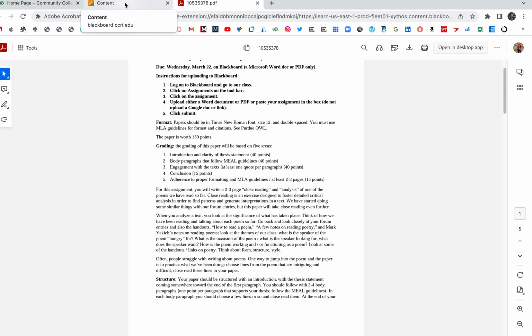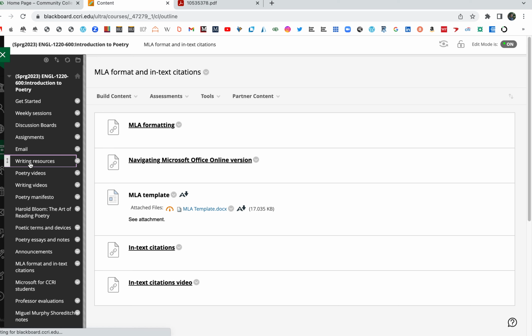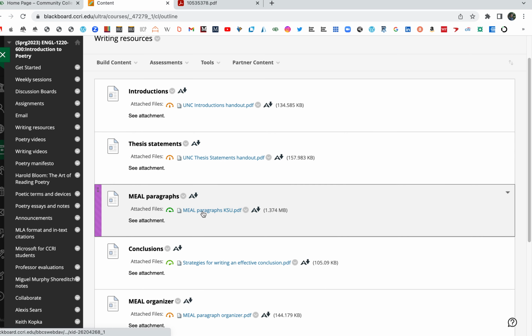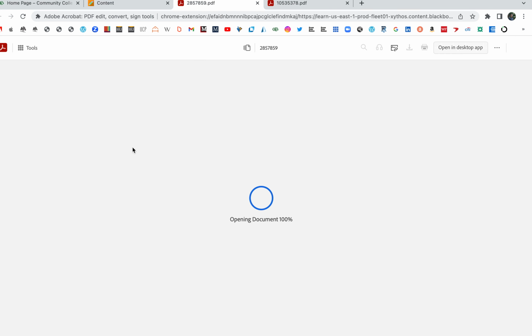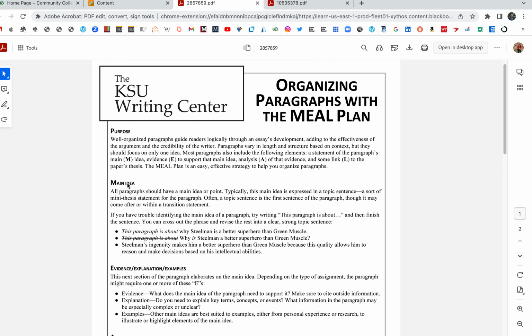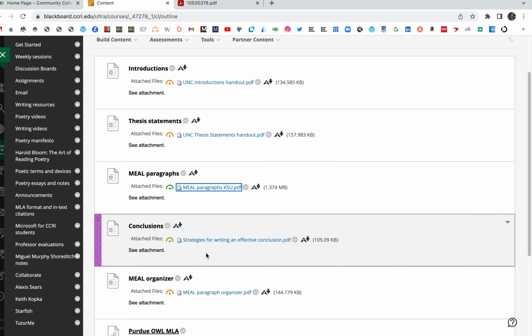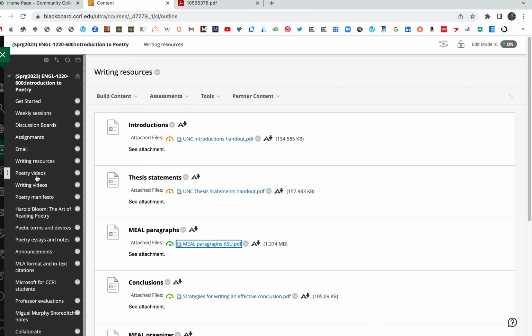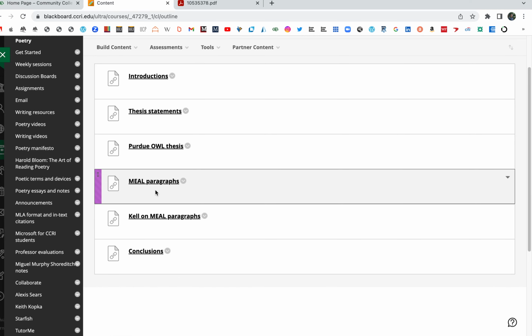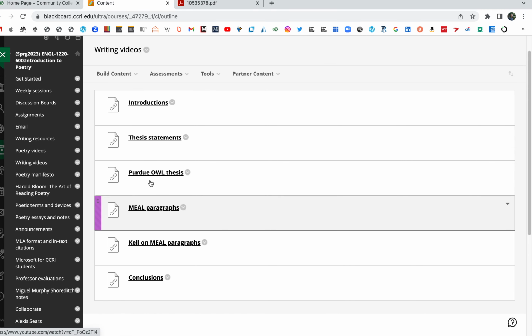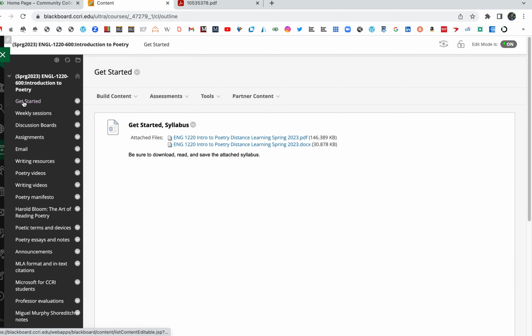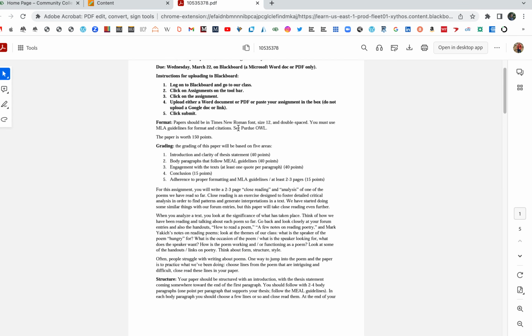So again, on our Blackboard page, if you look at writing resources, here's a description of MEAL paragraphs. So this walks you through MEAL paragraphs right here in detail. Here's a MEAL organizer. There's also these writing videos, where a video on MEAL paragraphs. So that's your MEAL, each body paragraph. And I have examples at the end of this assignment sheet that shows you that as well.